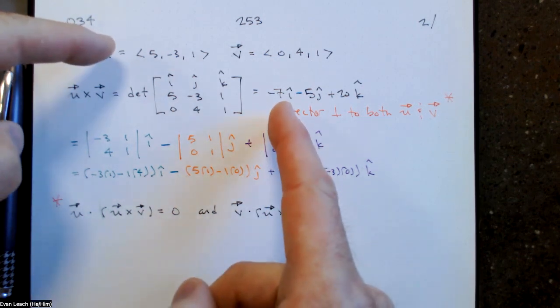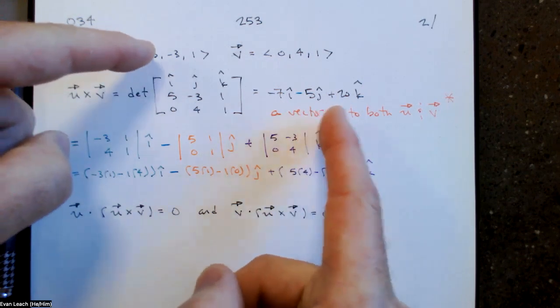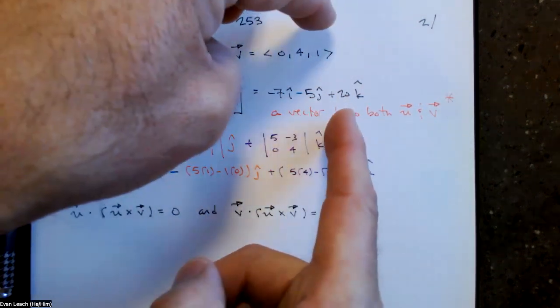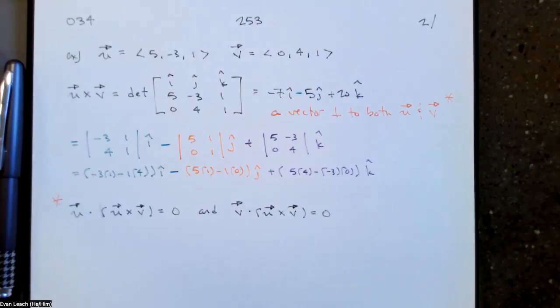So if we have negative 35 plus 15 plus 20, that is 0. And we have 0 minus 20 plus 20, that is 0. So we can see that both dot products are equal to 0. So our cross product is in fact perpendicular to both u and v. Any questions?